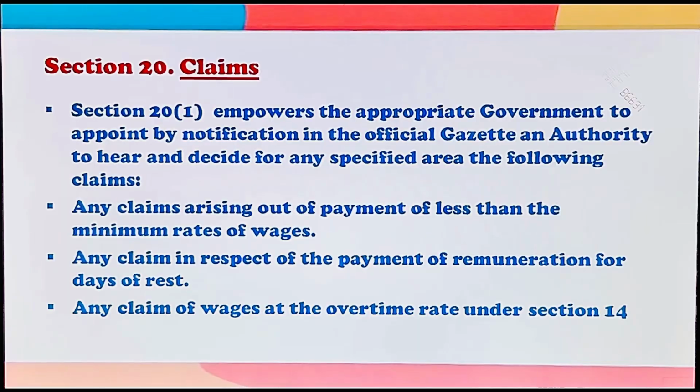Section 20, Claims. Section 20, subsection 1 empowers the appropriate government to appoint, by notification in the official gazette, an authority to hear and decide, for any specified area, the following claims. Any claim arising out of payment of less than minimum rates of wages, any claim in respect of the payment of remuneration for the day of rest, or any claim of wages at the overtime rate under Section 14. So, to hear and decide all these claims, the appropriate government appoints an authority.